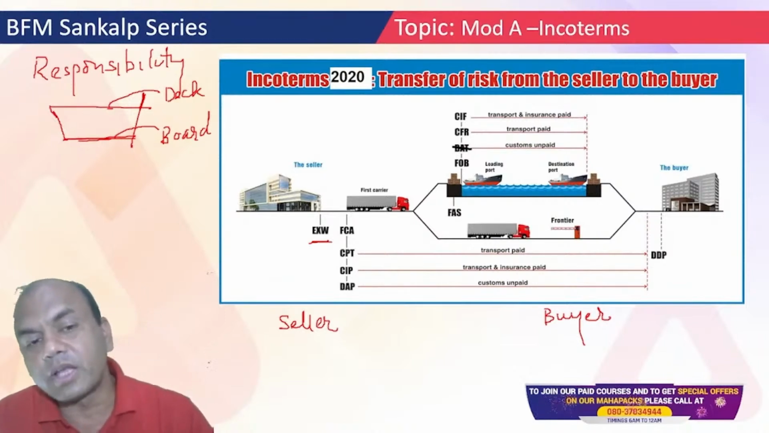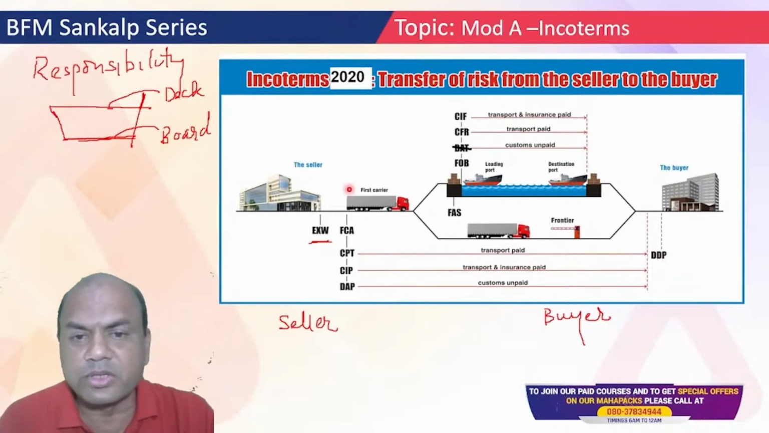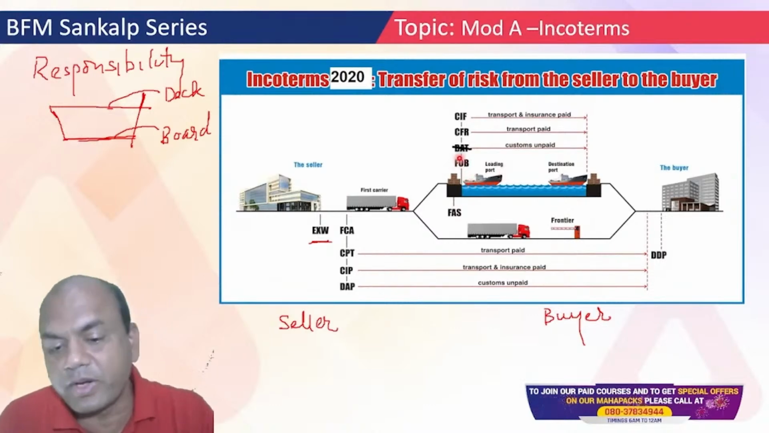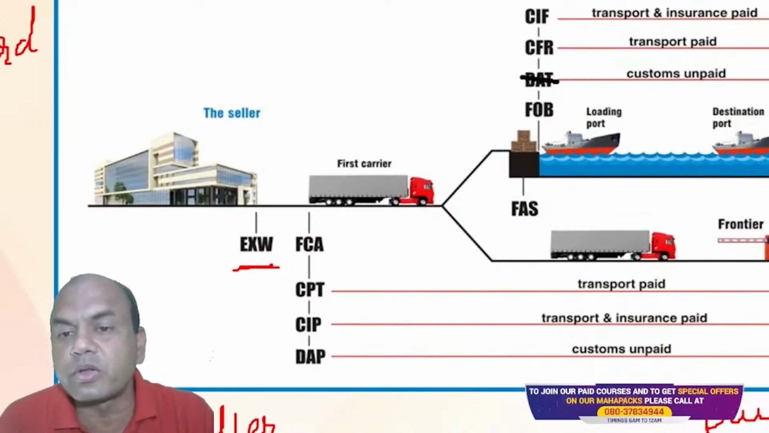Okay, so now what happens? Suppose tomorrow the buyer says FOB. You have understood this? See here, on board. So this is known as FOB, Free on Board. The responsibility of the seller is to load it on board.